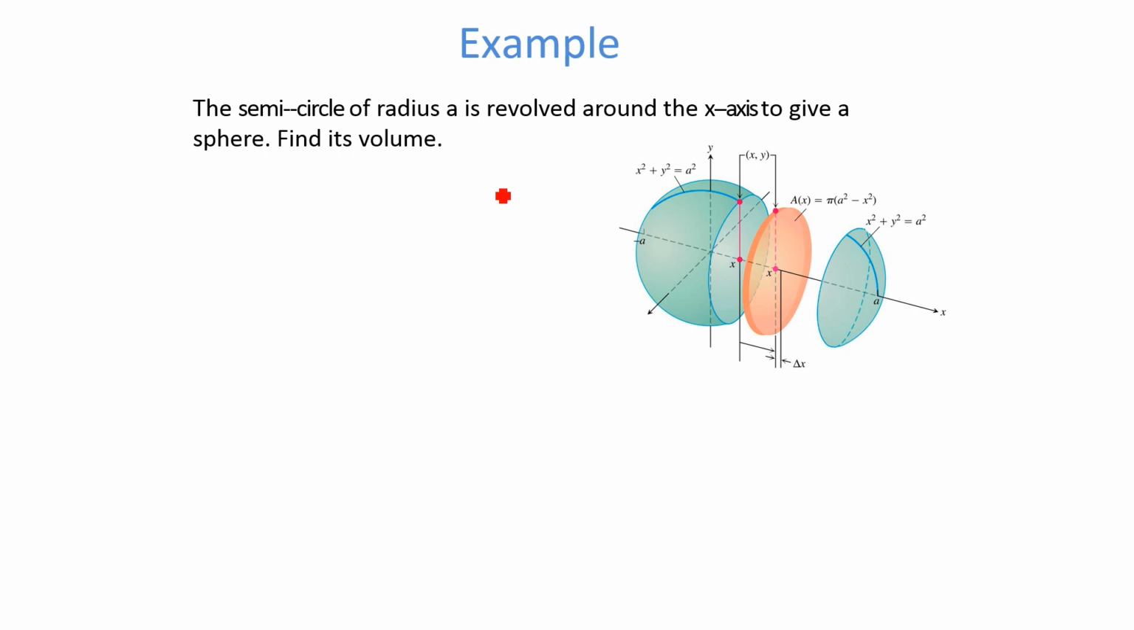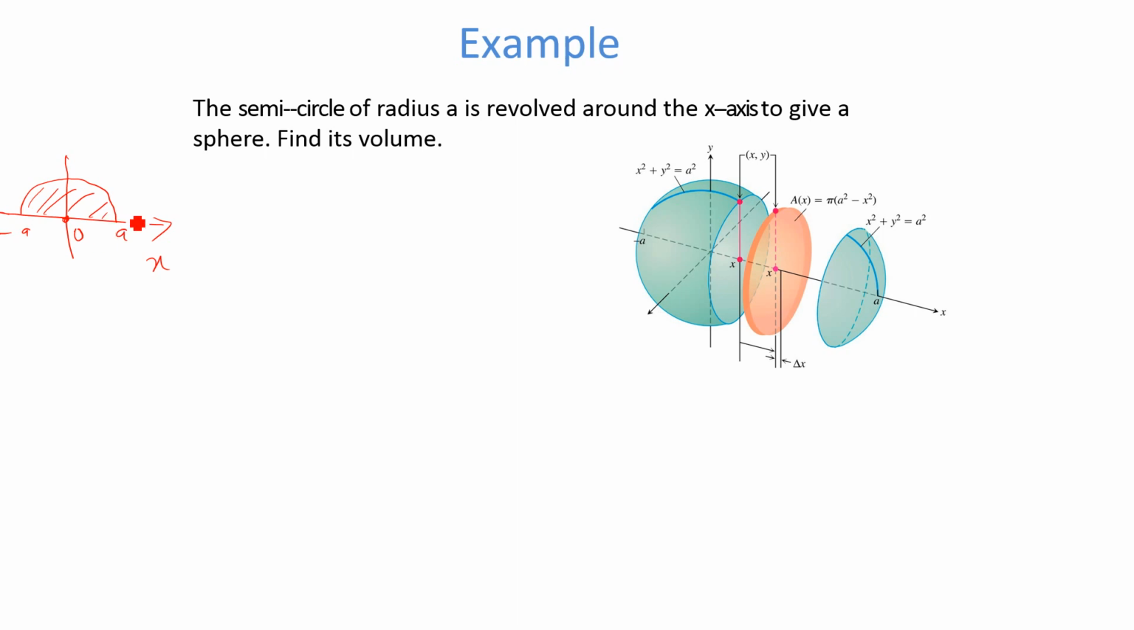Okay, next question. The semicircle of radius a is revolved around the x-axis to give us a sphere. We have a semicircle of radius a. So this is a, this is minus a, this is the origin. So we are going to revolve this around the x-axis in order to have this sphere. So we have to find the volume of the sphere. Again, the cross section of this sphere is a circular disc. So we have to find the area of the base of this circular disc. So what is the area?